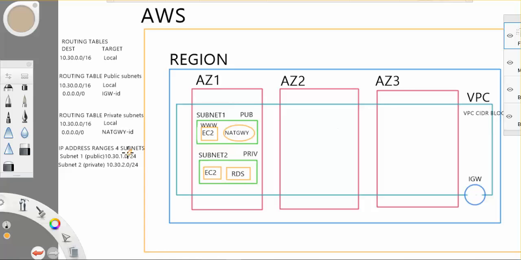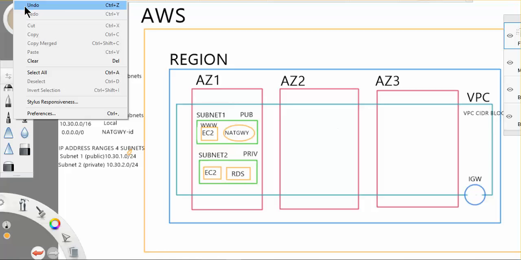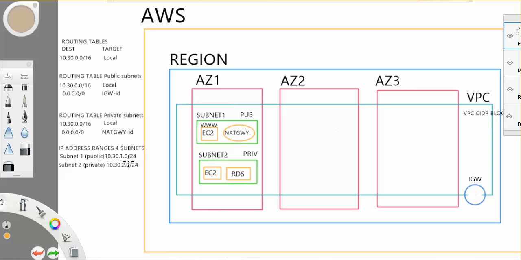So we could potentially place about 251 EC2 instances, for instance, which would be way too many for a subnet, but that's the idea. And then, like I said, for the private subnet, the only thing that we're using to differentiate one network from the other is simply the third octet.